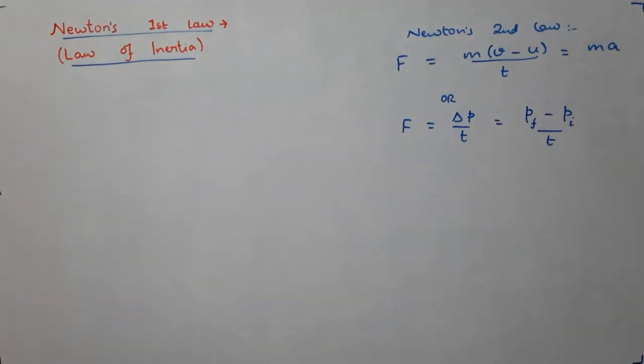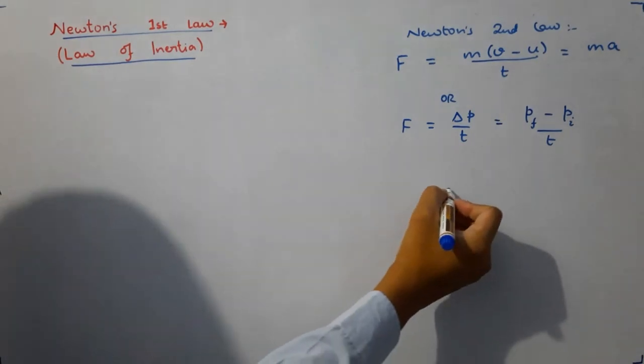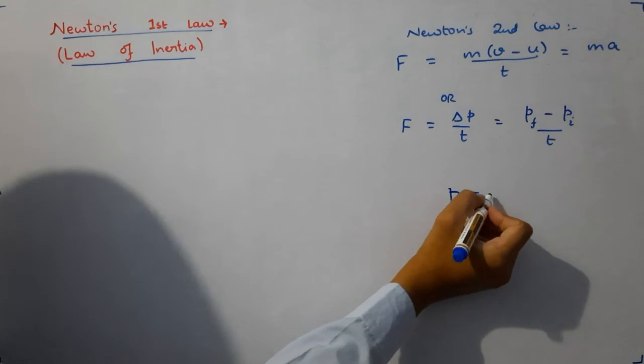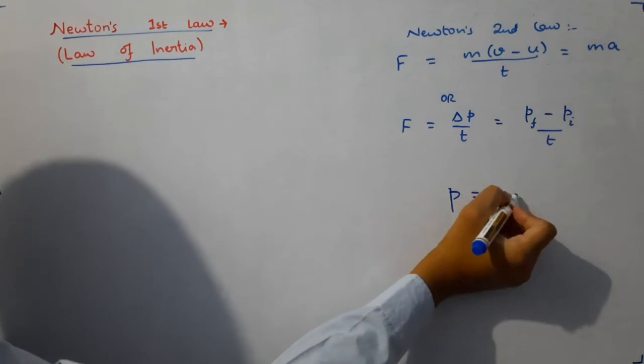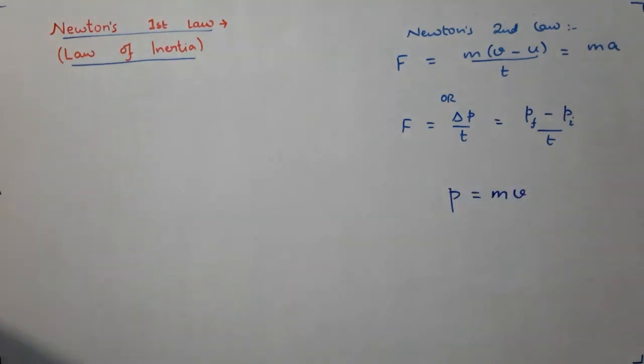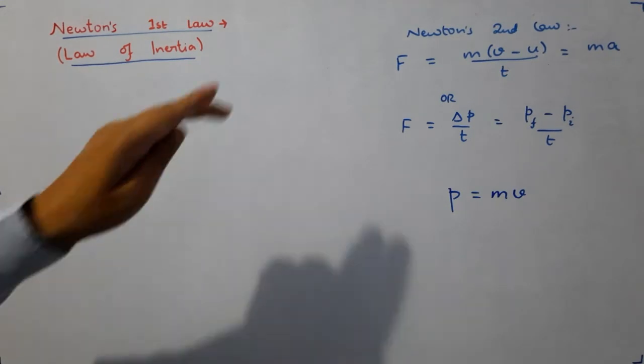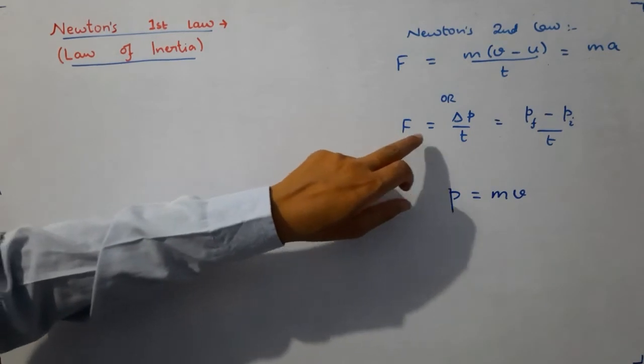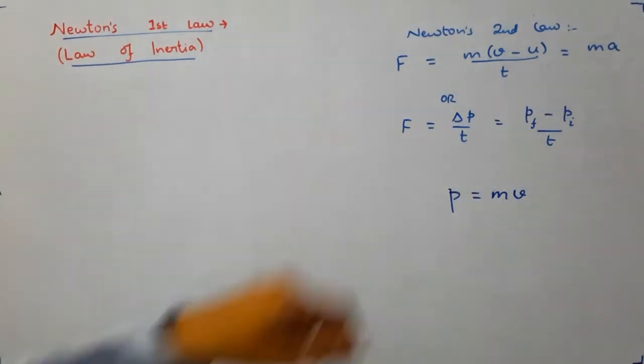Before discussing Newton's second law, we had discussed momentum, that momentum P of a body of mass m moving with some velocity v is given by the product of mass and velocity. And then we had discussed Newton's second law. It states that the force is equal to the rate of change of momentum.